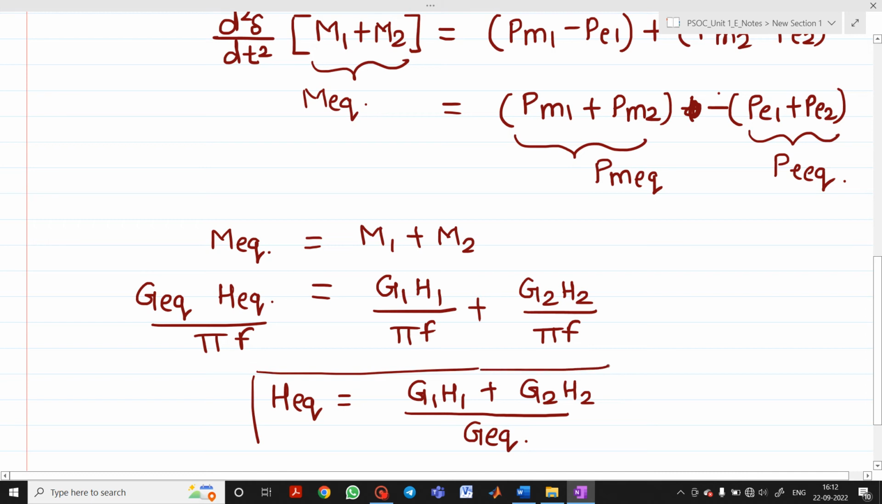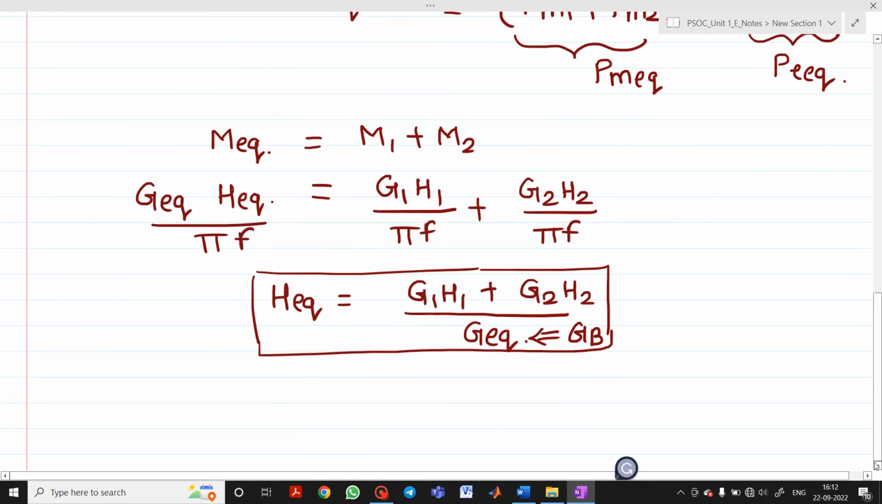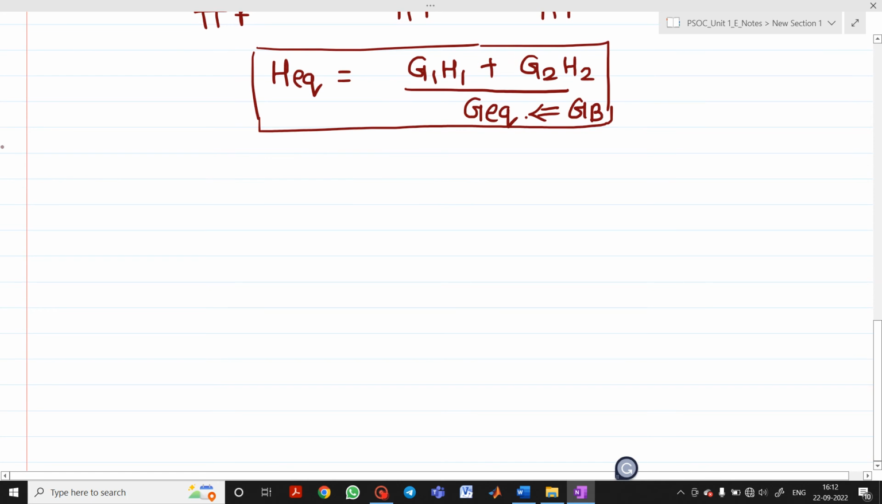This is the formula of the swing equation of a multi-machine system, or you can say a two-machine system. This G equivalent, in some books, is represented as GB also, that is the common base MVA of the new system. Now we will discuss what happens when the two machines are swinging non-coherently.